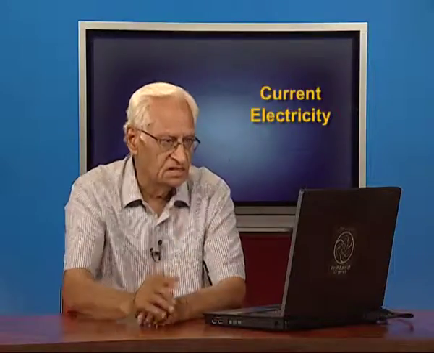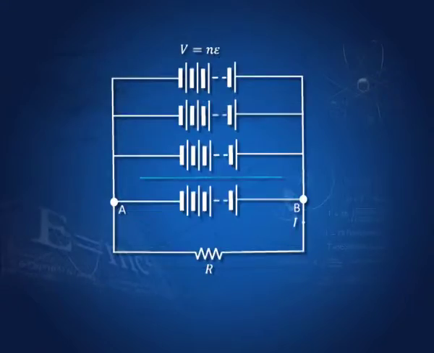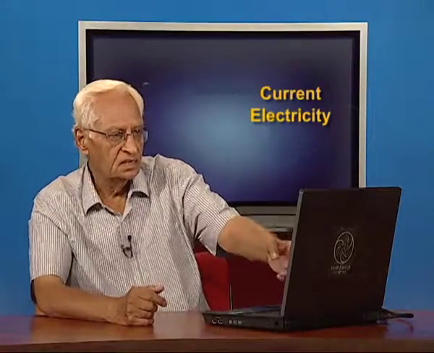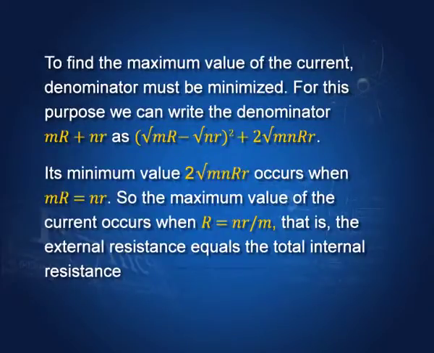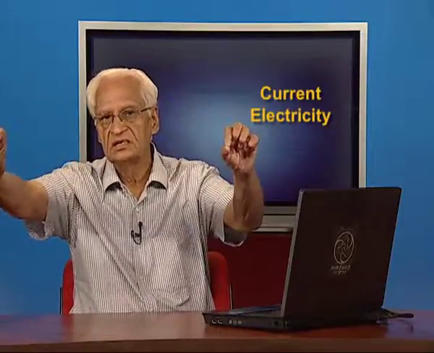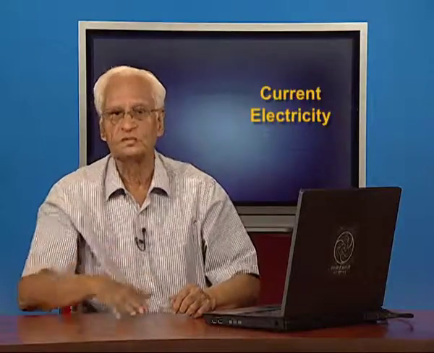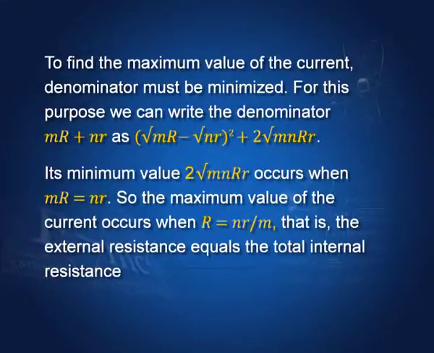Now, what is the advantage of these? First of all, of course, we can maximize the current if we minimize the denominator, and this can be done if we write the denominator as square of this plus this. So, if I make this equal to 0, then the current is maximized, and that means m R must be equal to n r. Remember n is the number of cells in each row, they are in series, and there are m such rows. So, if R is equal to n r by m, then we get the maximum current.